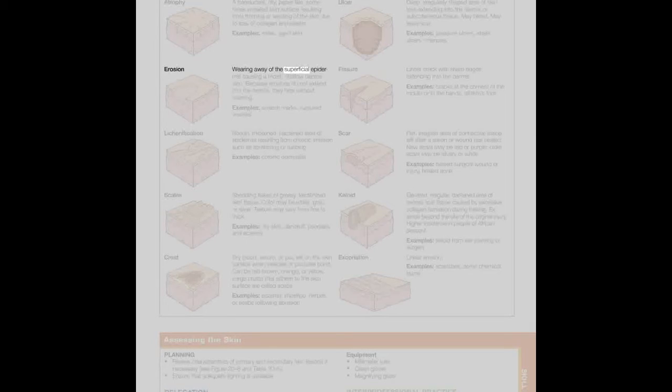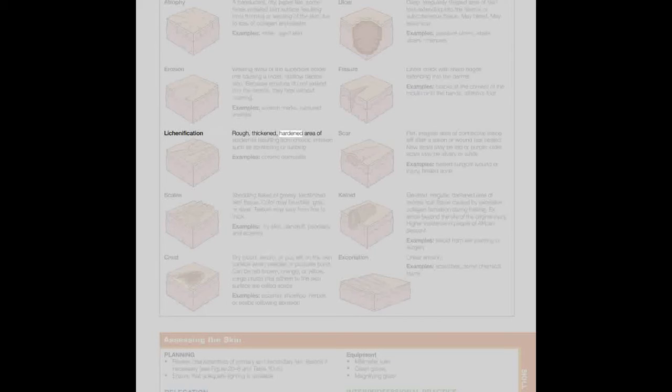Erosion: wearing away of the superficial epidermis causing a moist, shallow depression. Because erosions do not extend into the dermis, they heal without scarring. Examples: scratch marks, ruptured vesicles. Fissure: linear crack with sharp edges, extending into the dermis. Examples: cracks at the corners of the mouth or in the hands, athlete's foot.